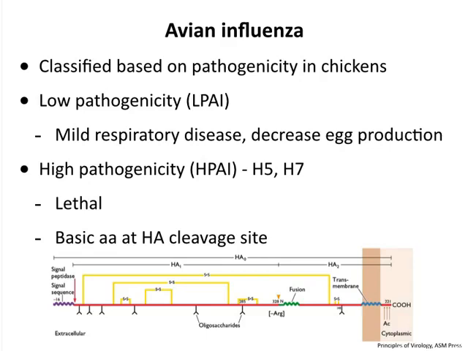Now, on the other hand, there's high pathogenicity viruses, and H5 is one of them. H7 is another one. These you inoculate into a chicken, they are lethal. They will kill the animal. And among other characteristics, a very important molecular characteristic of these viruses is that they have a multiple sequence or a multiple stretch of basic amino acids at the HA cleavage site.